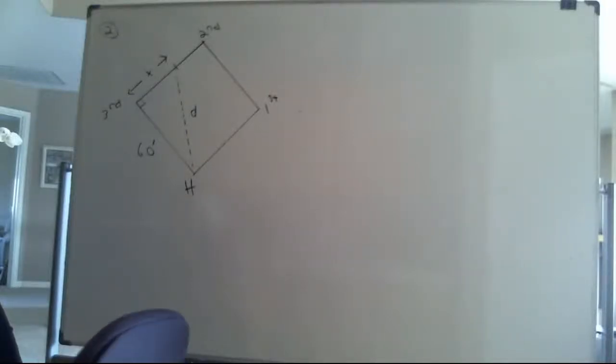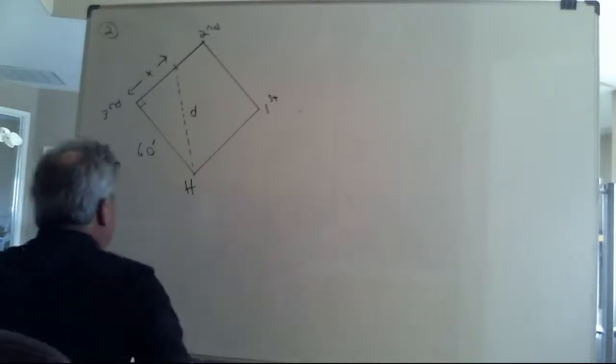A softball diamond is a square with 60-foot sides. A runner runs from second base to third base at a rate of 10 feet per second. How fast is the distance from the runner to home plate changing when the runner is 20 feet from second base? Well, here's home base.